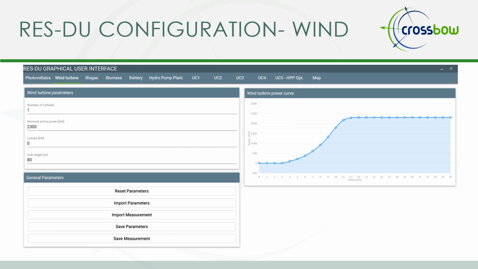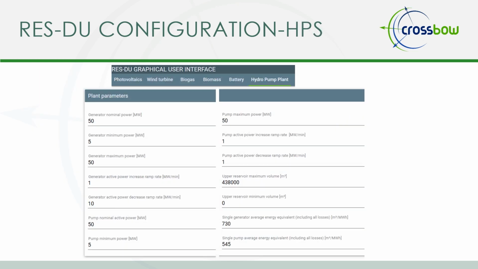For the wind model, the main variables that may be set up by the user are the number of wind turbine generators and their nominal power, height of the hub, and wind turbine power curve. The hydro pump system configurator allows to set the nominal power, pump and turbine, the maximum and minimum capacity of the reservoir, the initial volume of the reservoir, and the generator active power increase and decrease ramp rate.